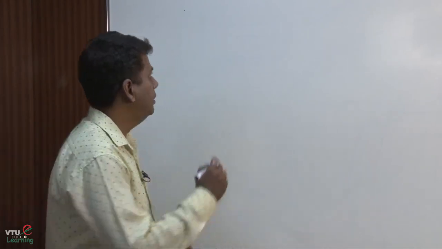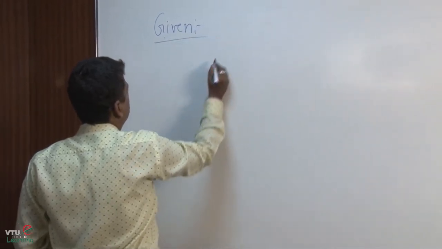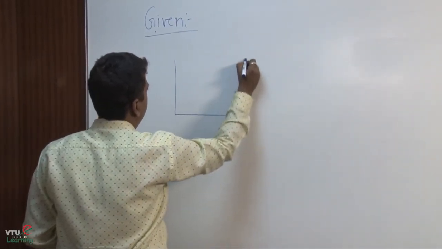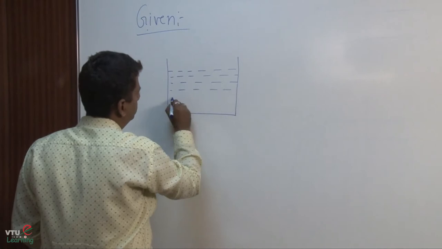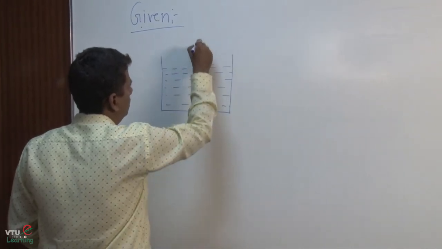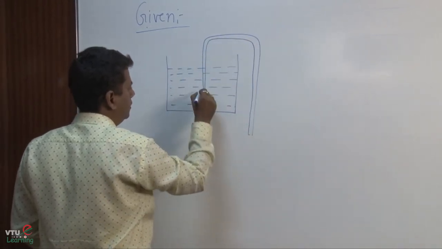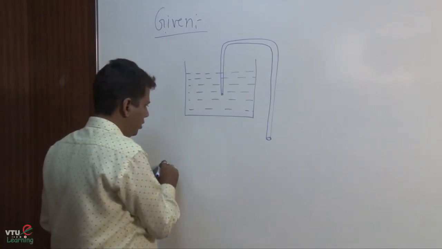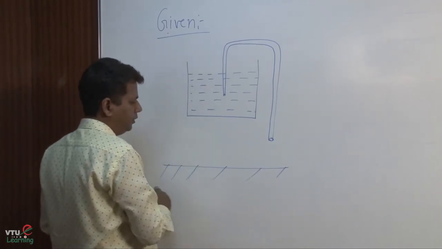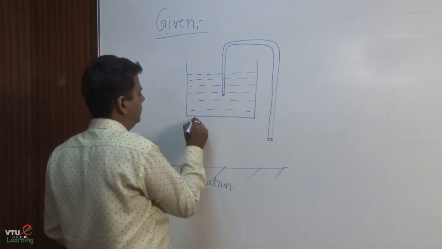Now, let us start the problem. First, let us draw the diagram and try to analyze the hydraulic system. A tank has been given like this, filled with hydraulic oil, and a siphon tube is like this. It is continuously sucking out the oil, right? And there is a common reference here. This is the datum, right? And this is the tank.